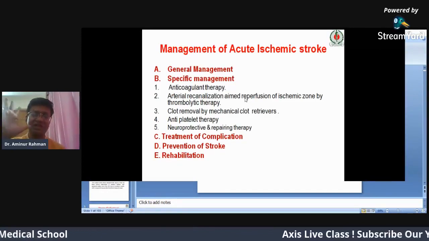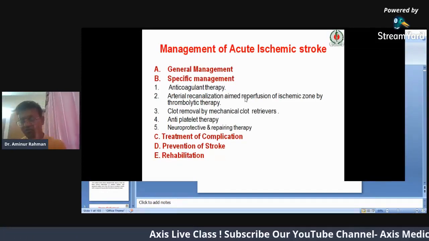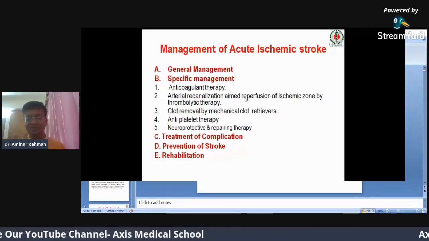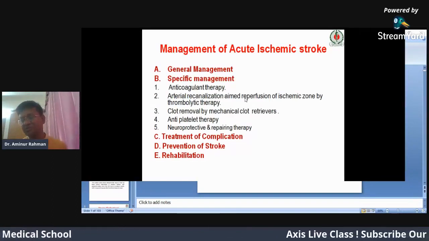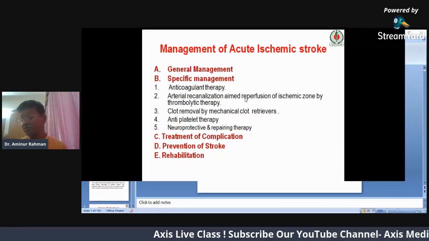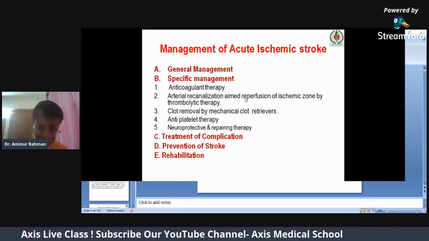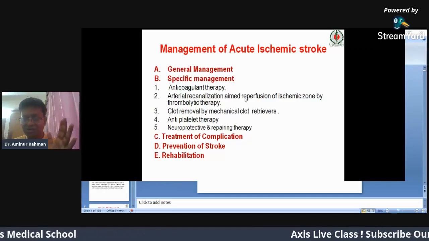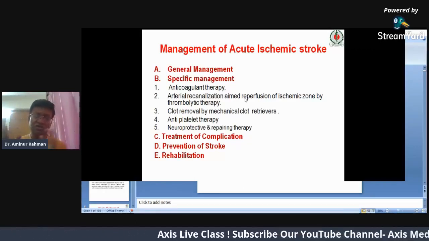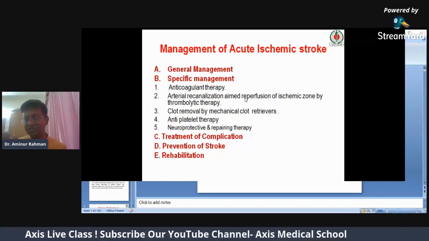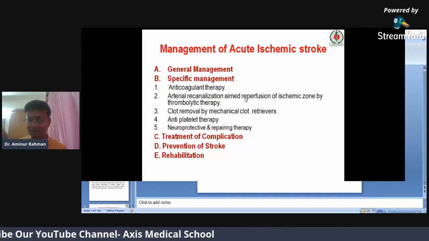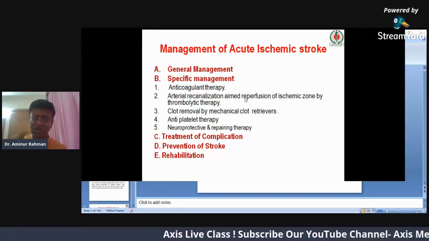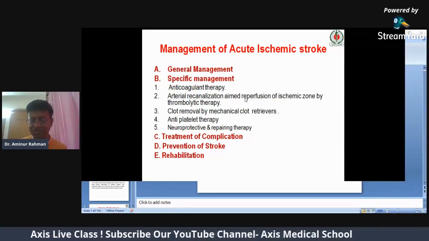We must think that we have five fingers in the hand. So we must remember the management of acute ischemic stroke: general management, specific management, treatment of complication, prevention of stroke, and rehabilitation. Whenever you write any management, you can think in this way, so you will elaborate your written section as well as your viva section. In case of stroke: general management, specific management, treatment of complication, prevention of stroke, and rehabilitation.